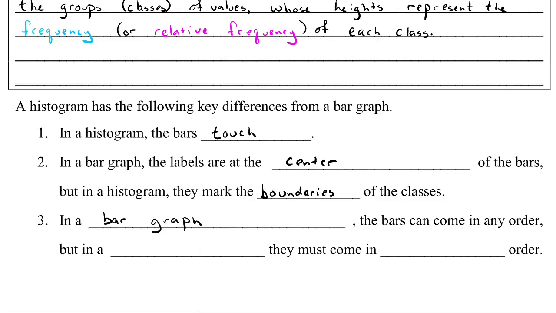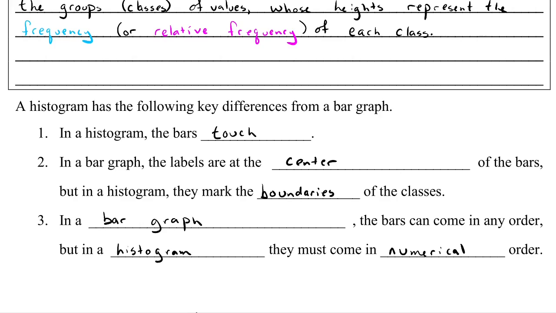The other key difference is that in a bar graph, since it represents a qualitative variable, the bars can come in whatever order. But in a histogram, we have to put them in the order that the numbers come in. In other words, they have to come in numerical order.